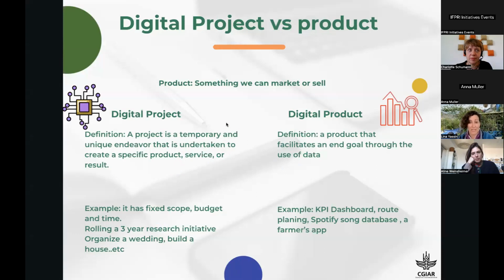Rather, a product is a living artifact. It's something where we can add features, we can reduce features, we can pivot. It could be a dashboard. It could be route planning. It could be a Spotify song. It could be a farmer's app where we can continue asking ourselves, who is the user and how can we satisfy their needs on the go, and build for them rather than just for the businesses.